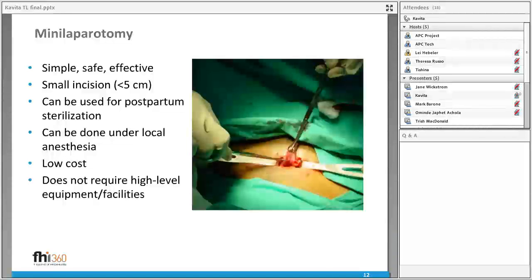The procedure that we're going to focus on and that you'll hear a lot about in the next talk is something called mini laparotomy. This is a very simple, very safe, and very effective procedure, and it can be done through a very small incision, less than 5 centimeters. It can be used either for postpartum or for interval sterilization, and importantly, it can be done under local anesthesia. This is a low-cost procedure because of the lack of need for general anesthesia, but also you don't need a special camera, you don't need special equipment other than simple equipment to grasp the tube and to ligate and excise.